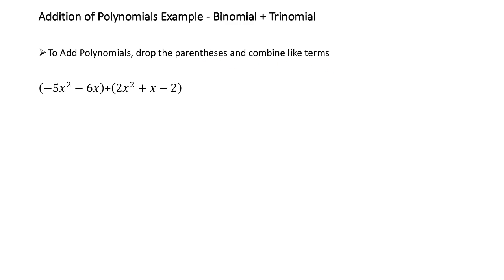Now to add polynomials, as it says above, we will drop the parentheses and combine like terms. All right, so looking at my first parenthesis, I have negative 5x squared minus 6x. For my second, I'm going to drop the parentheses. As there's not a sign between them, I'm going to let that plus sign stick with the 2x squared.